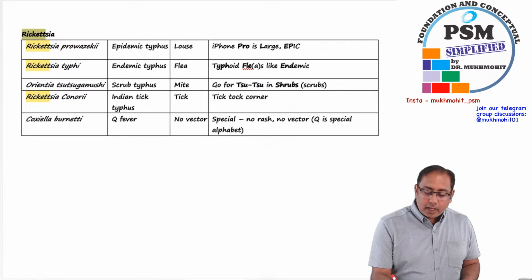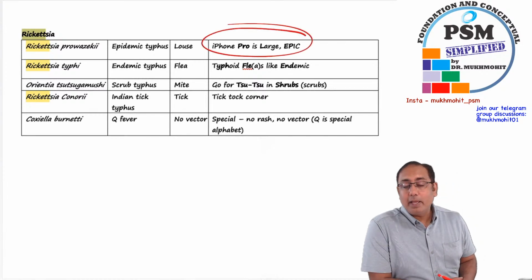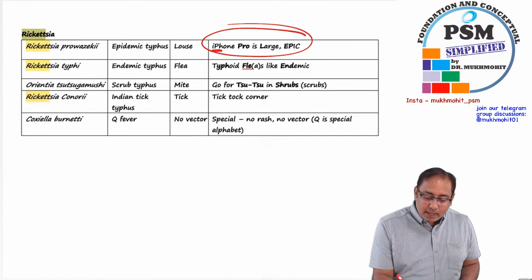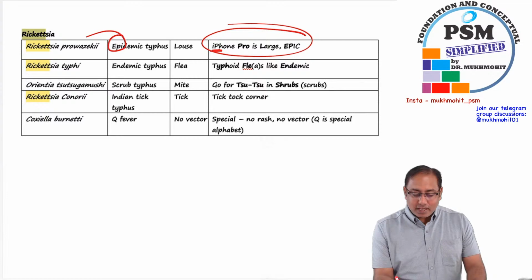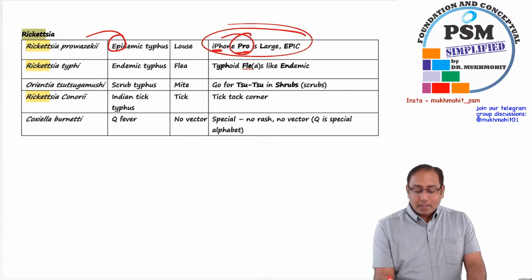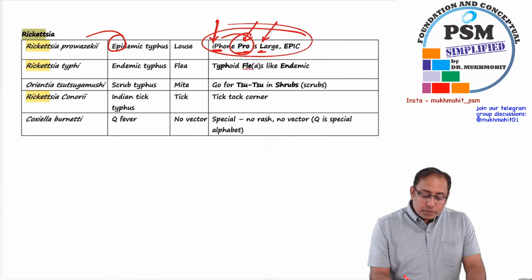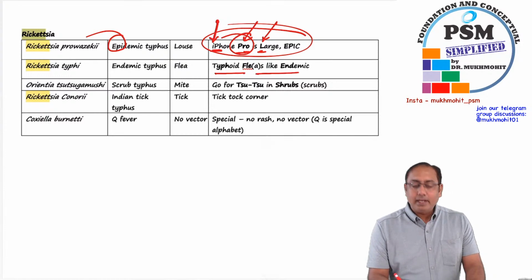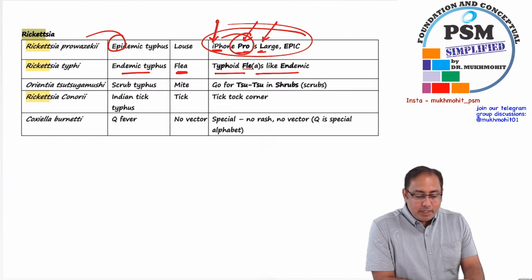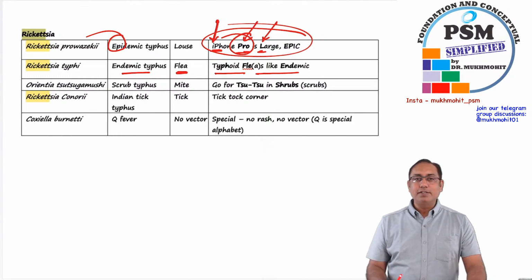You can remember it as iPhone Pro is large. IP stands for epidemic typhus. IP, epidemic typhus, prowazekii. Large is louse-borne. Remember, epidemic typhus is prowazekii, which is louse-borne. You can also remember that endemic typhus is flea-borne, like typhi and fleas.